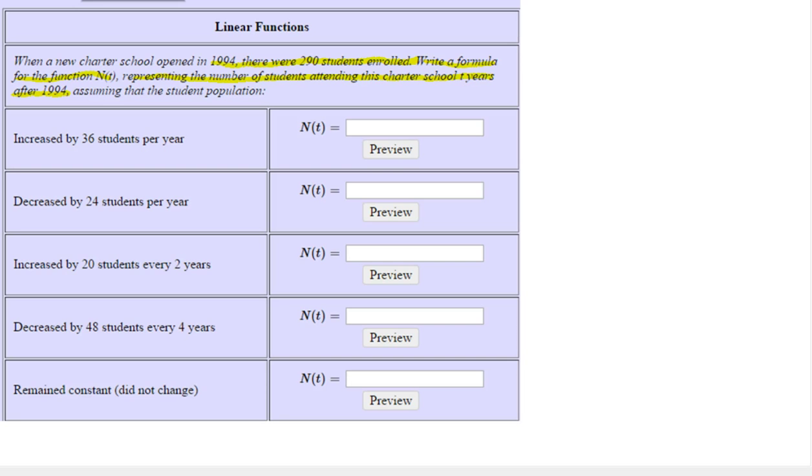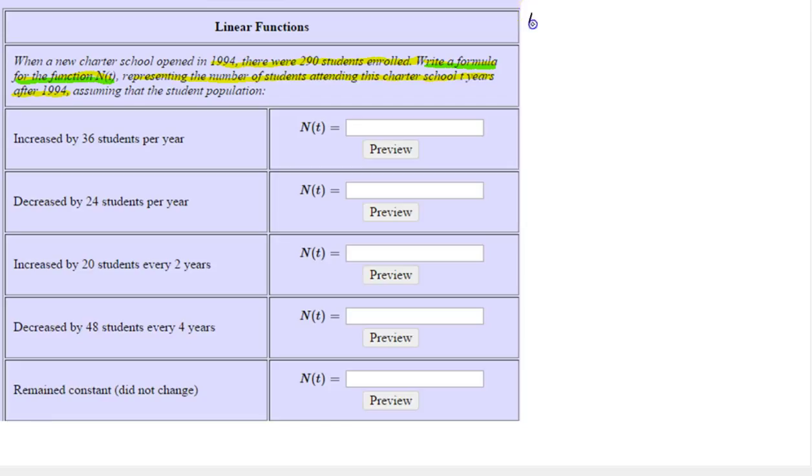So I'm going to go back and here write a formula for the function n of t. That's also our goal. N of t is defined here as the number of students attending. So let's write down our given information and define our variables.